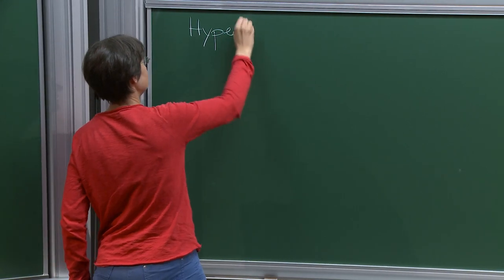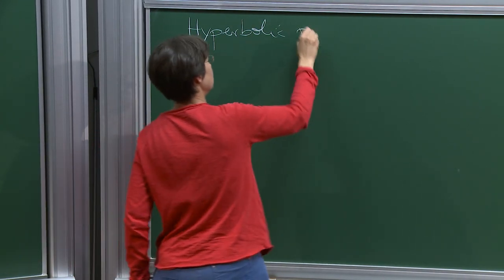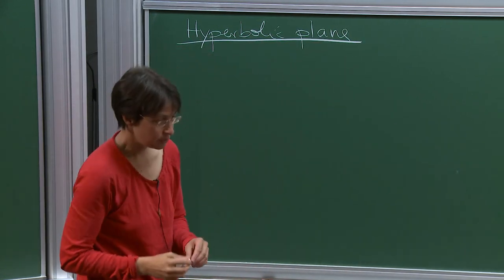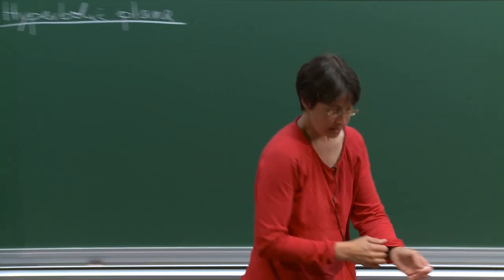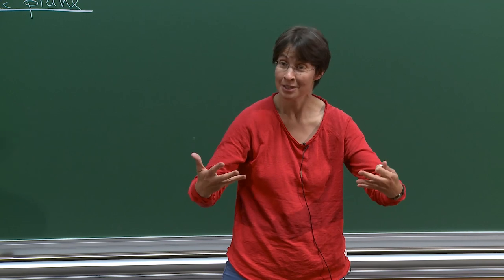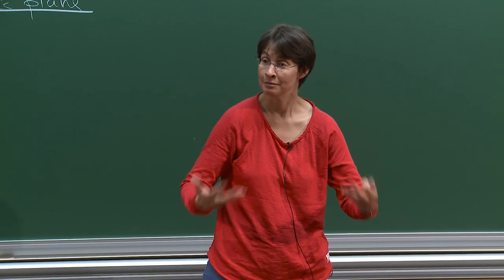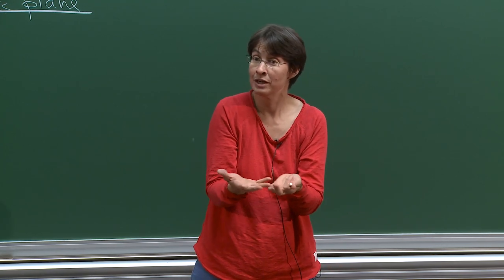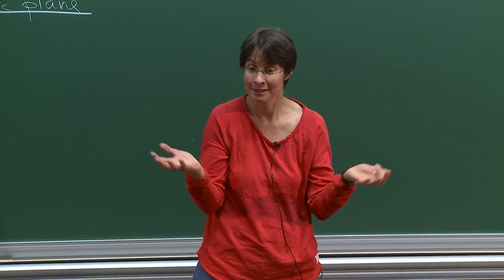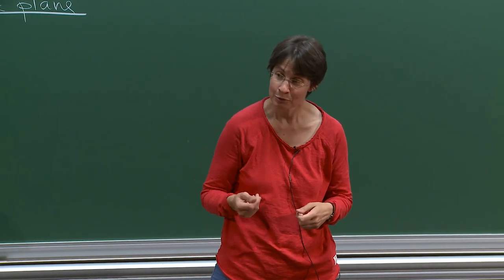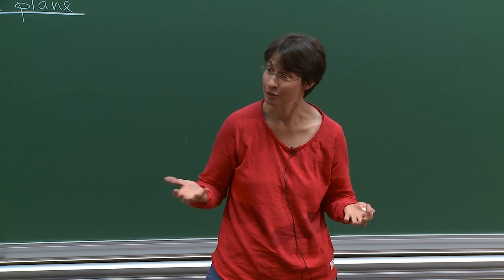So let's look at the hyperbolic plane. This is really the space on which we want to model our surface. And the hyperbolic plane doesn't have a good representation in Euclidean 3-space. In mathematical terms, there's no isometric embedding of the hyperbolic plane in Euclidean 3-space. So whenever we try to visualize or discuss it, we have to compromise on something. That's why it's very useful to have very different models for looking at the hyperbolic plane.